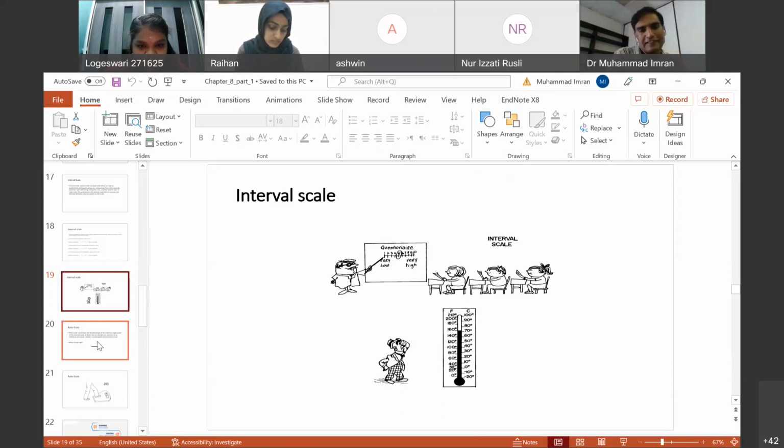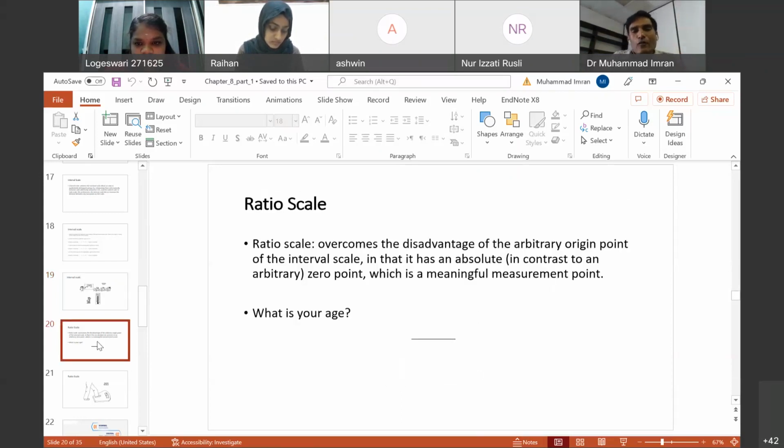Okay, let's discuss the ratio scale first. It overcomes the disadvantage of the arbitrary origin point of the interval scale. Arbitrary origin means it can go below 0, like in temperature, -1, -2, and still have a value. The ratio scale has an absolute zero, in contrast to an arbitrary 0, which is a meaningful measurement point. Okay, what is your age? Your age can be 0.